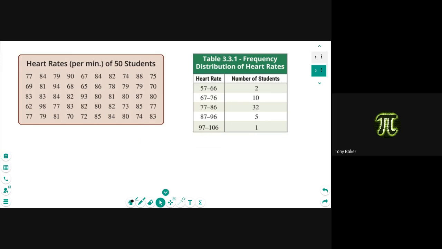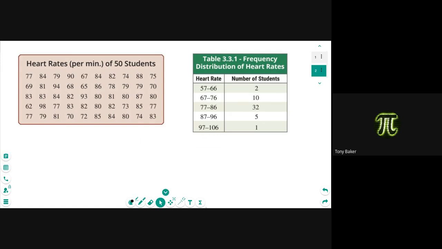So why did they choose 57? It was just arbitrary. They decided to choose 57. You could have started at 60. If you started at 60 and went 60 to 69, would that have changed your frequency distribution? Well, the 67, 68, and 69 values would have gone from this one to this one, and that would have changed those numbers. So it still would have been right. It wouldn't have been wrong. But that's part of the things you have to look at when you're trying to create those distributions.